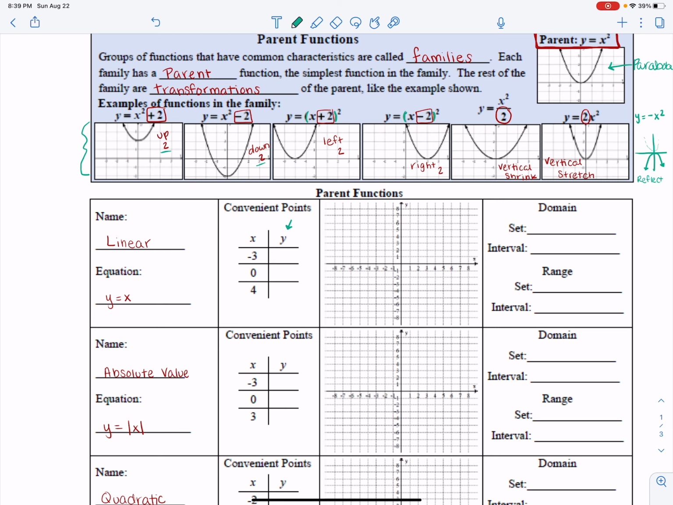So linear is pretty easy. I've got y equals x. Well, if x is negative 3, then I'm going to do y equals, instead of x, I'm using negative 3, so y is negative 3. I've got y equals, instead of x, we're using 0, so y is 0. Y equals, instead of x, we're using 4, so we have 4. So when you substitute the values into the original parent function, then you get the y values out. So now we're going to plot those points, negative 3, negative 3, 0, 0, 4, 4.